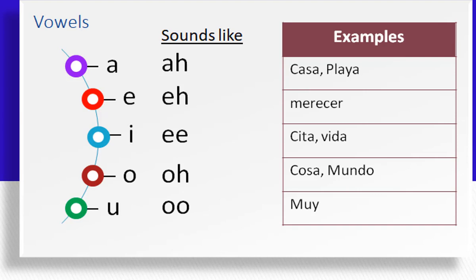It's a very common word used in day-to-day language. Muy bien, when you hear, means very good. Muy, very, bien, good. Muy mal, very bad. Alright? So 5 vowels, A, E, I, O, U.